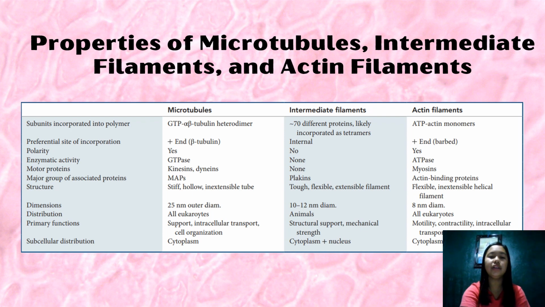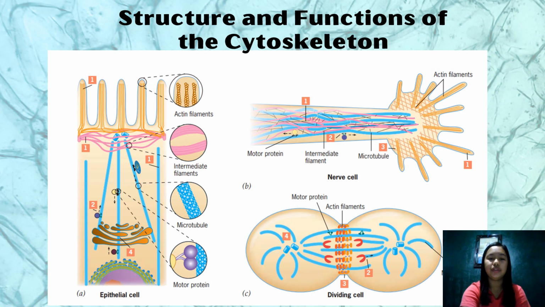Next, we move on to structure and functions of cytoskeleton. Microtubules transport vesicles and other organelles around the cell. For example, they can carry nutrients from the apical part of the cell to the basal part, or transport waste from the basal part to the apical part.